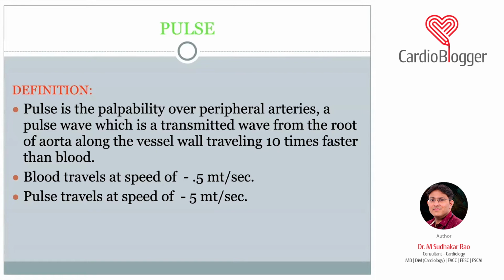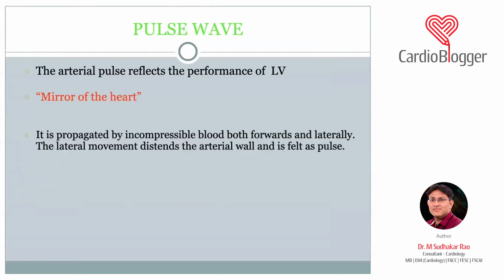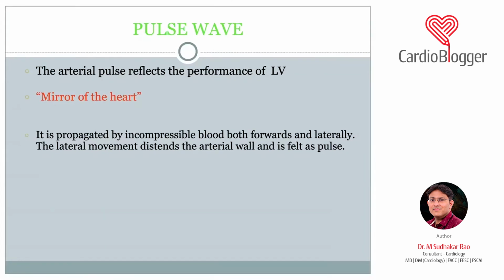So we know that the blood travels at a speed of 0.5 meter per second. However, the pulse travels at a speed of 5 meters per second, 10 times faster than the speed of the blood. So it mirrors the LV, and it is propagated by incompressible blood both forwards and laterally. So it is a lateral movement which distends the arterial wall and is felt as pulse. So pulse is the lateral movement of the blood column on the arterial wall.